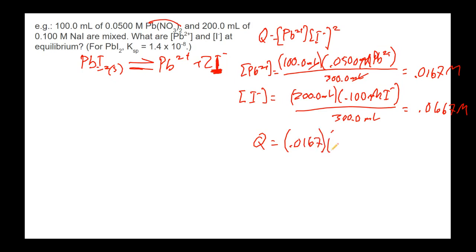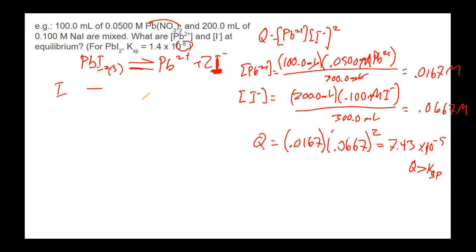So Q is equal to 0.0167 times 0.0667 squared, and that comes out to 7.43 times 10 to the negative 5. KSP is 10 to the minus 8, so Q is bigger than KSP. So that means that this reaction is at equilibrium with the solid. Okay, so now to determine what those concentrations are, let's turn to our RICE chart.